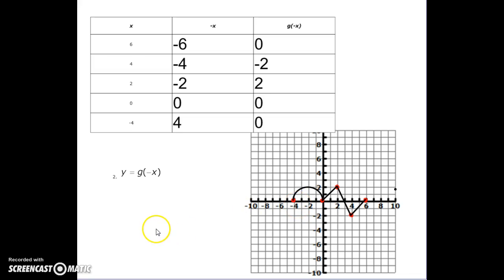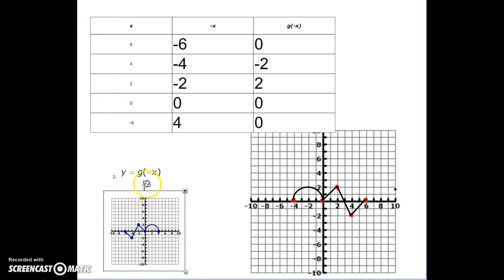So then we just need to say what happened to our function. And here is our original. So we have a flip, a horizontal flip. So next to number 2, or under number 2, we need to write that this was a horizontal flip.